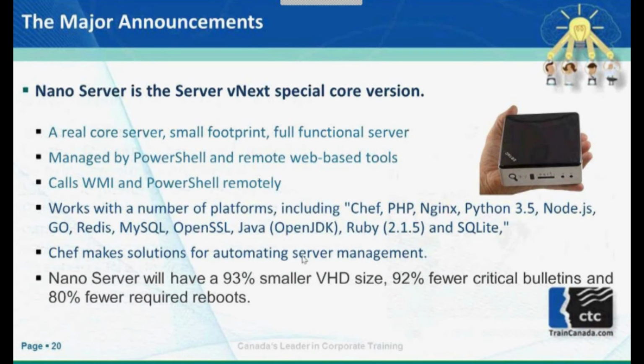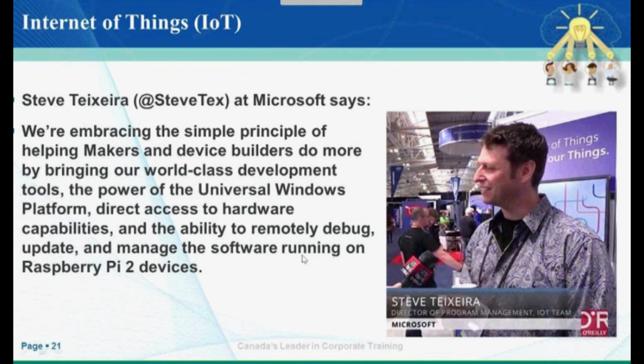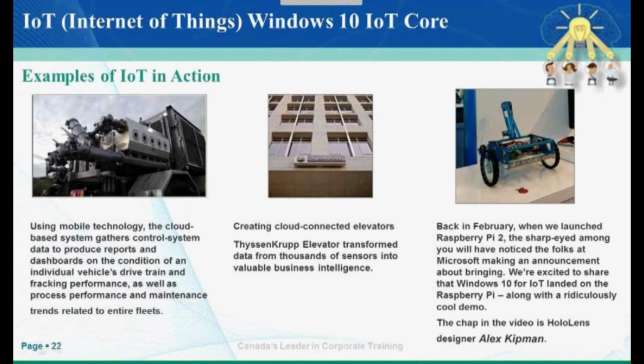Last point, and then we're done. So here's the Internet of Things, and this is IoT. Ever heard of such a thing? IoT, Internet of Things. Been around a long time. Different platforms can do this. Now Windows 10 can too. A very special version of Windows 10 called IoT Core. All right, Windows 10 IoT Core.